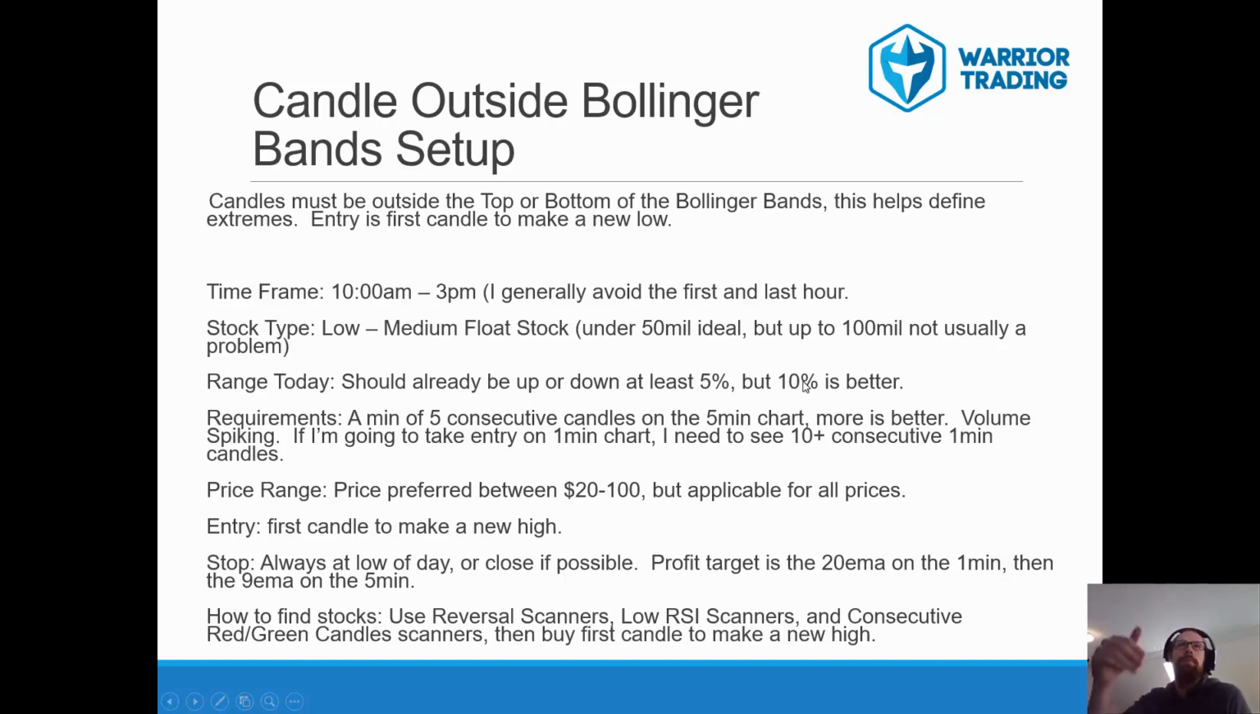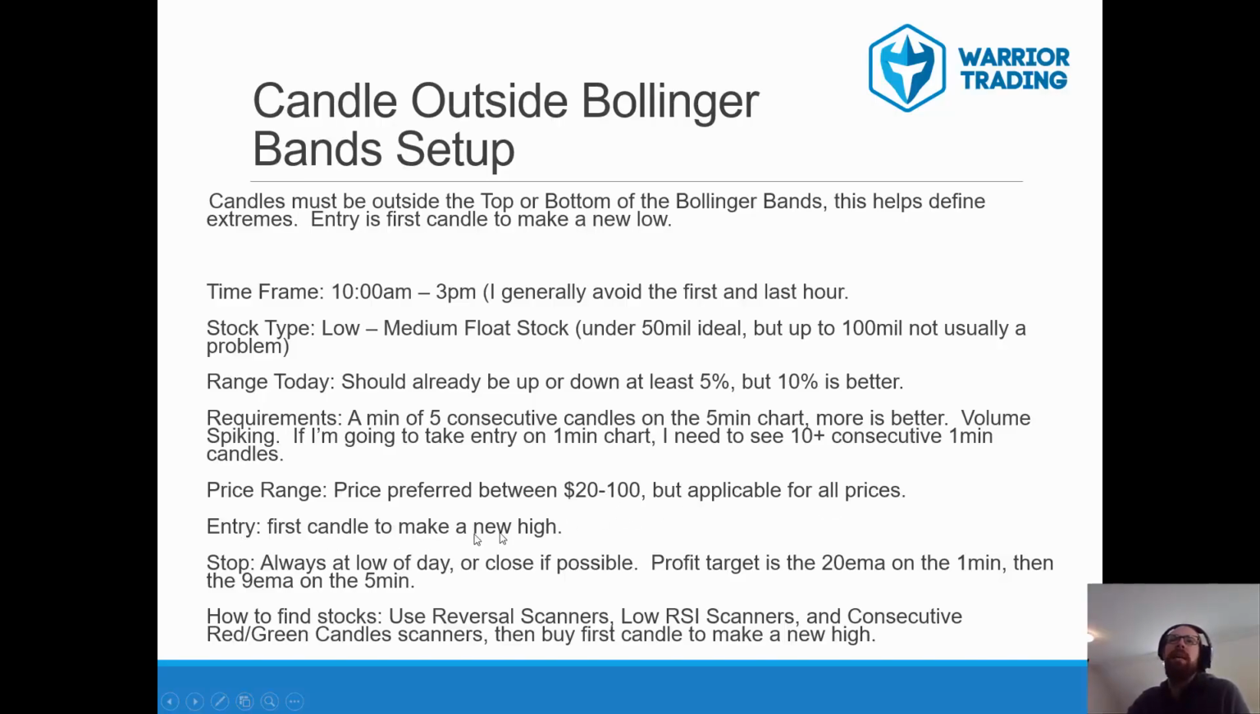That'll be more extreme. Requirements are a minimum of 5 consecutive candles on the 5-minute chart, but more is better. Volume is spiking. If I'm going to take a 1-minute entry, I need to see 10 or more consecutive 1-minute candles, but I'll show you that strategy in a second. Preferred price range is between $20 and $100, but you could potentially trade this on a lower price stock, or you could trade this on an even higher price stock.